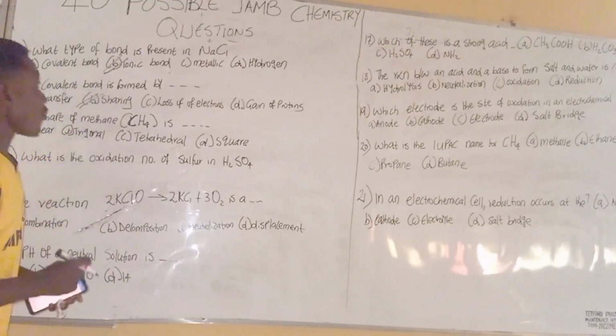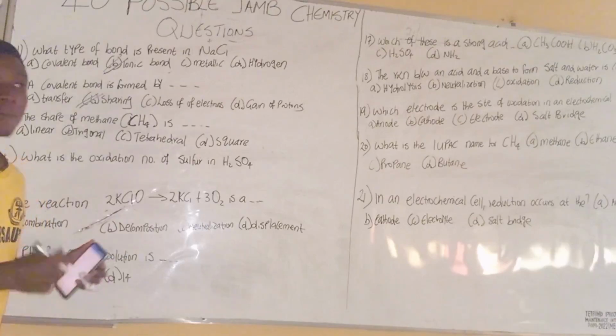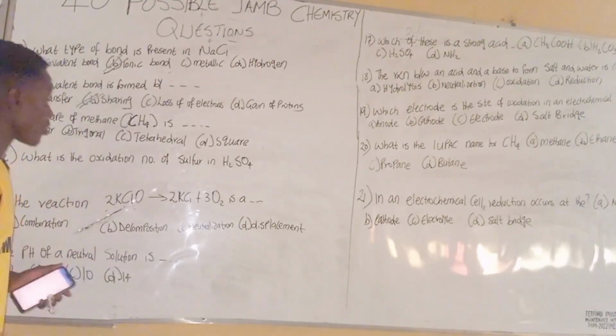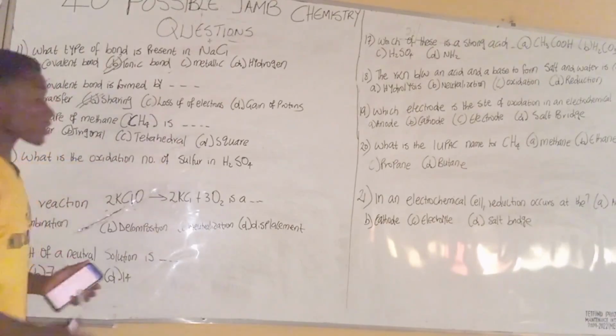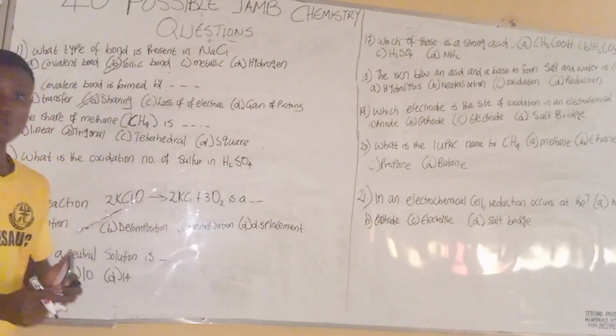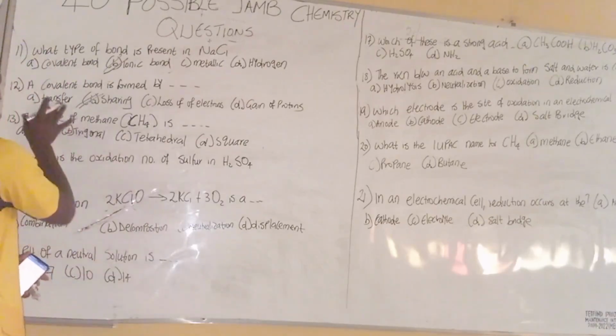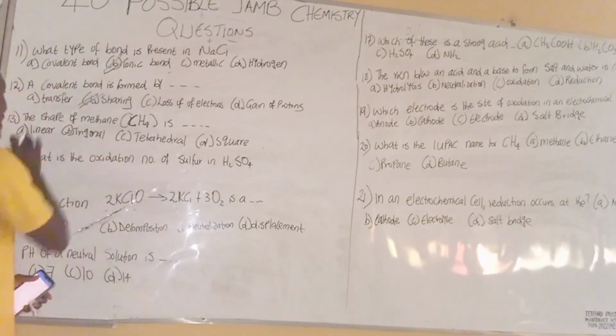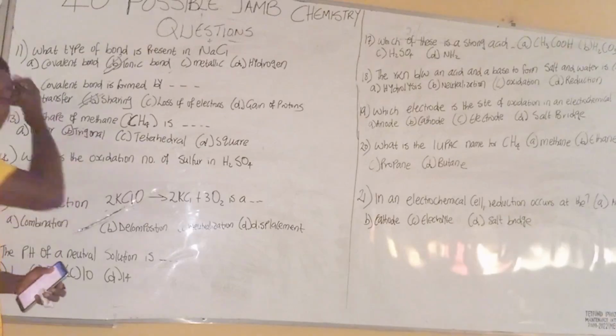B. A covalent bond is a type of bond that is formed by the sharing. Transfer is ionic or electrovalent bond. The loss of electrons, I don't know about, and the gain of protons, I don't know about actually. So a covalent bond is formed by the sharing of electrons.